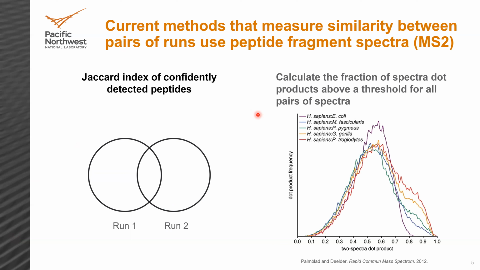Another method is to calculate the distribution of spectra dot products between two sets of spectra and see the number of spectra with dot products above some threshold. In this example, we have the distribution of spectra dot products between a human data set and various other species such as E. coli or gorilla. Looking at the purple line, which is comparing human and E. coli, a bacterium, you see that there aren't very many pairs of spectra that have a high dot product. Whereas when you compare human and gorilla, which is this orange line, you see there's a fair number of spectra that are similar enough to each other.